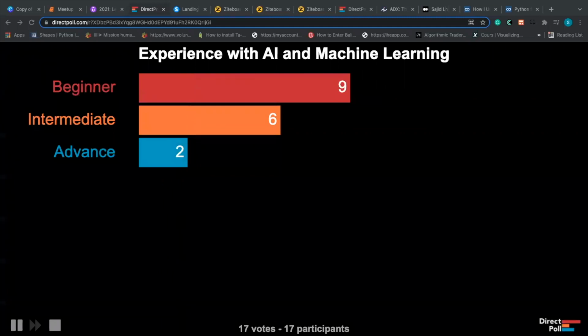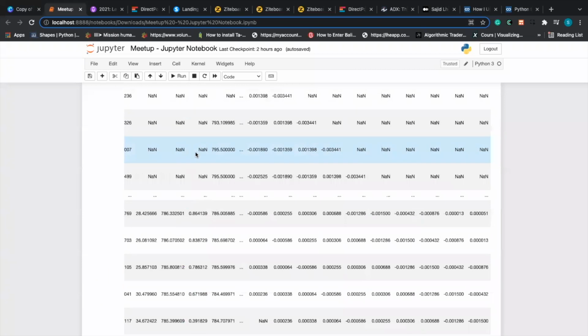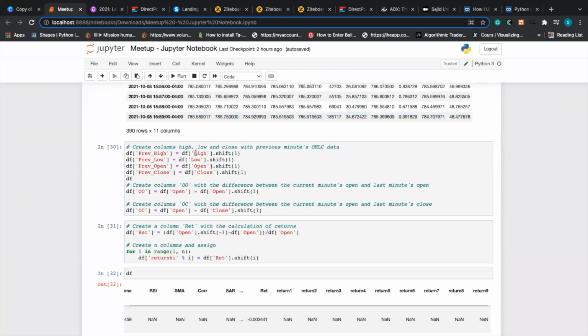Now, on which step are we? Currently, what we have done so far is we have gotten our data sets and given information to the machine learning so it is able to predict the market in a good way.